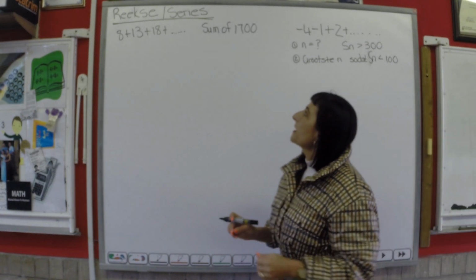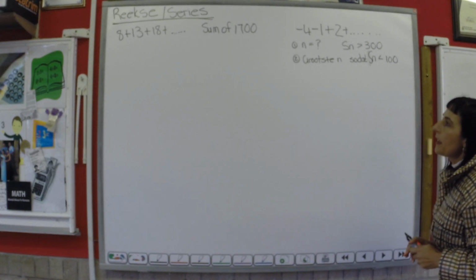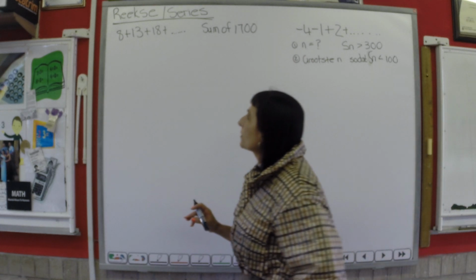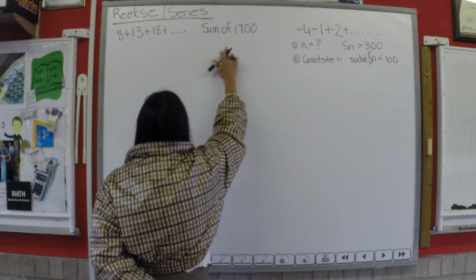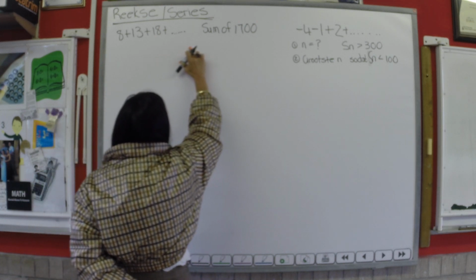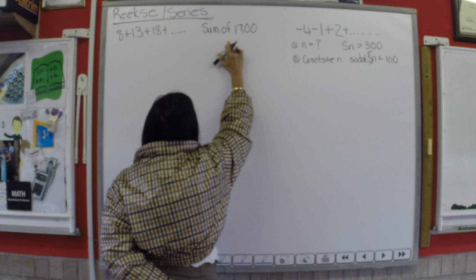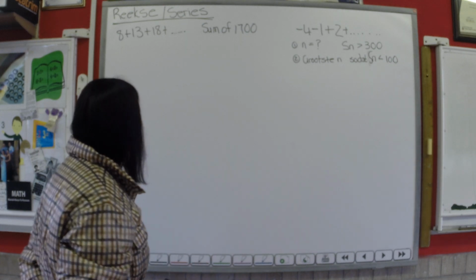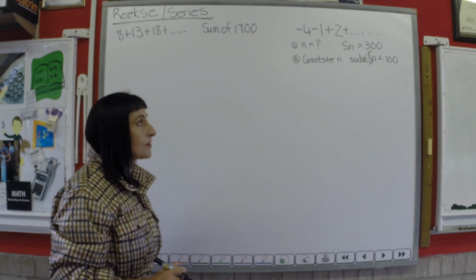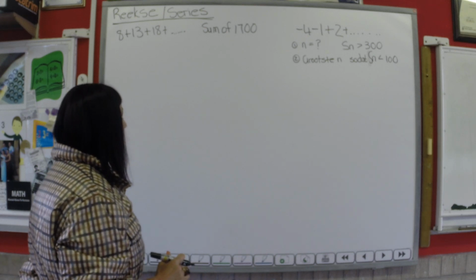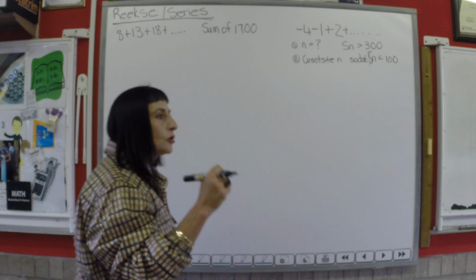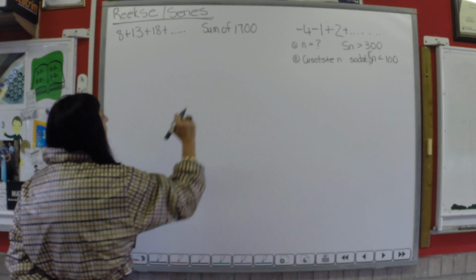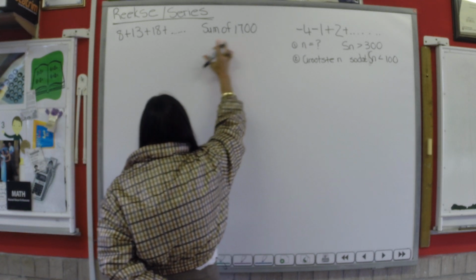Ons is terug by rekenkundige reekse en hierdie vraagie word gevra: hoeveel terme moet ek bymekaar tel om die som van 1700 te kry? How many terms must I add to get 1700? So they ask the value of n, want n is die aantal terme. So we've got Sn, we need n.